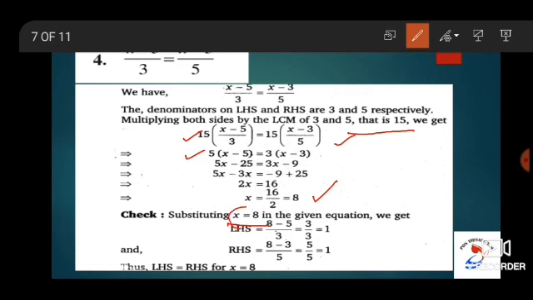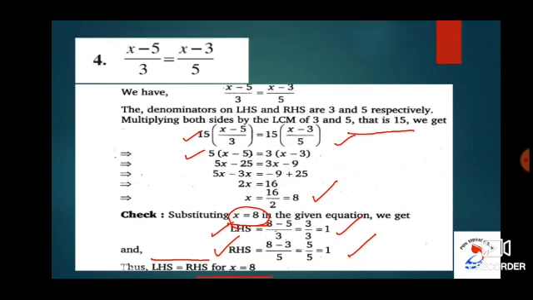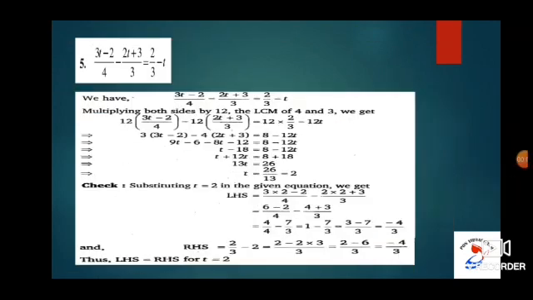Let us take the value for x is 8 and substitute in LHS and RHS. In the left hand side, it will be 8 minus 5 by 3, that is nothing but 3 by 3, that is 1. On right hand side, it is 8 minus 3 by 5, that is nothing but 5 by 5, that is also 1. So, for the value of x as 8, both your LHS and RHS are satisfied. This completes this problem. Let's continue with the next problem.